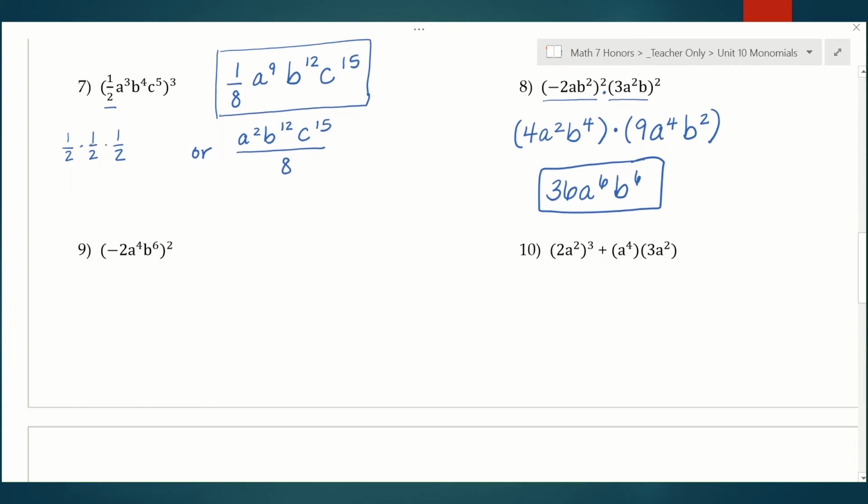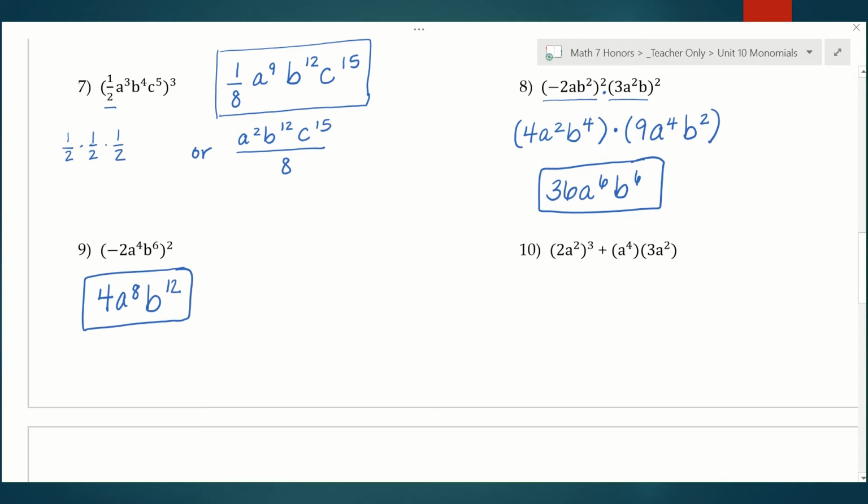Okay, for number 9, we're just squaring this monomial. So negative 2 squared, negative 2 times negative 2 is positive 4. A to the 4th squared, a to the 8th, and b to the 6th squared is b to the 12th.